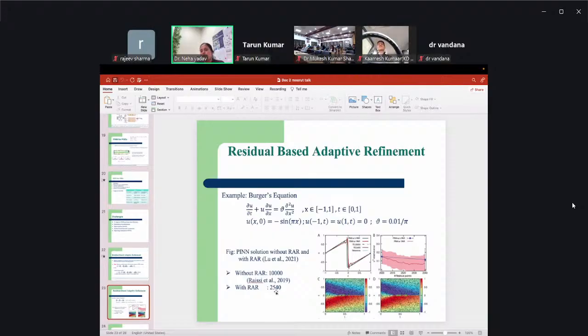So this is one of the improvements over the standard PINNs: instead of generating the collocation points randomly throughout the domain, we can observe the problem and see if there are steep boundaries. We can generate more collocation points there.